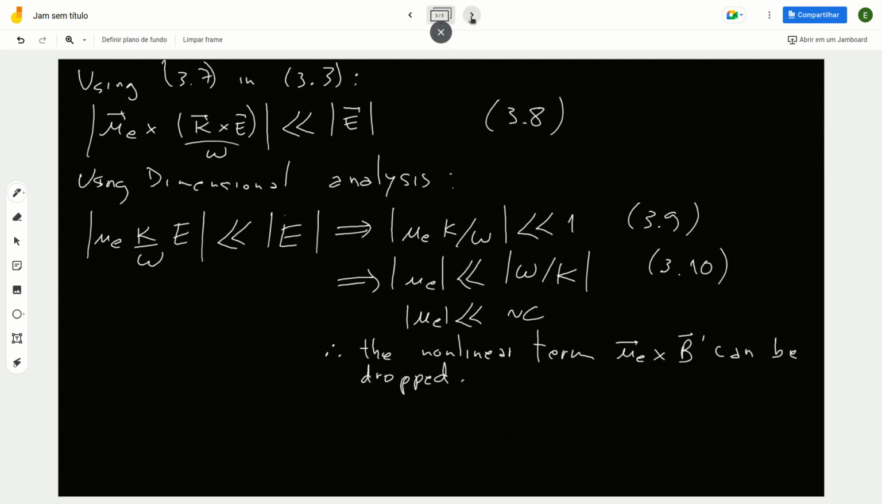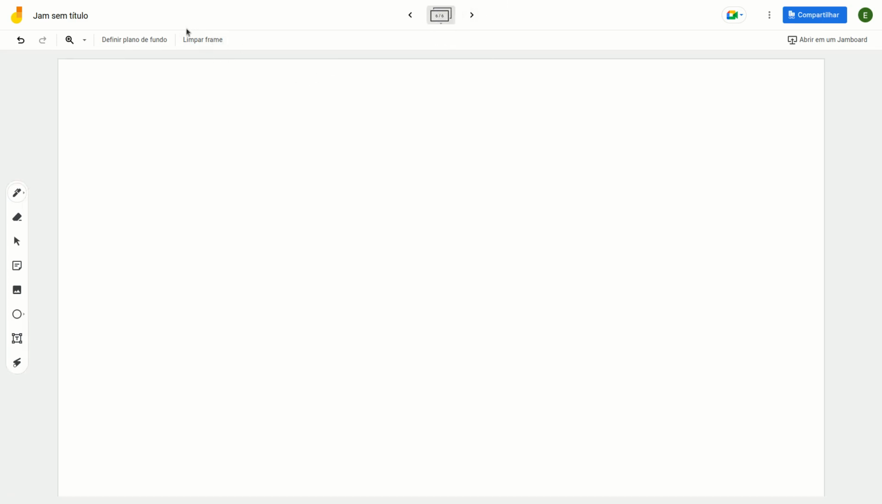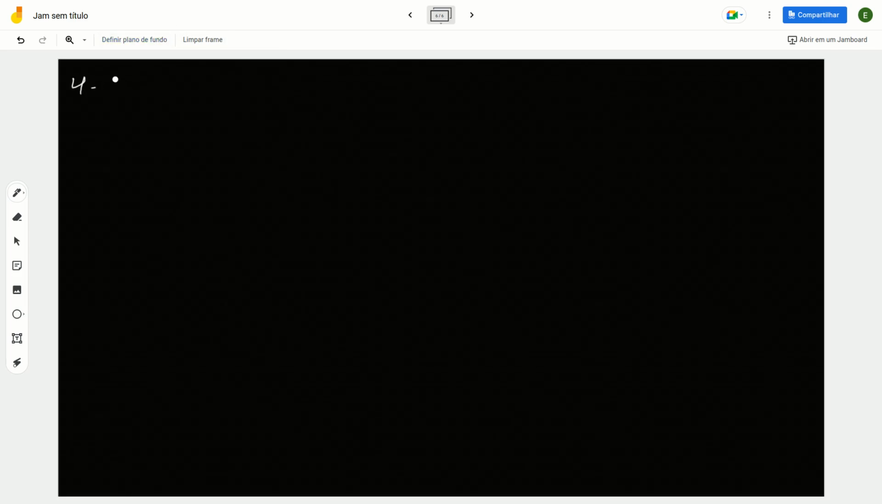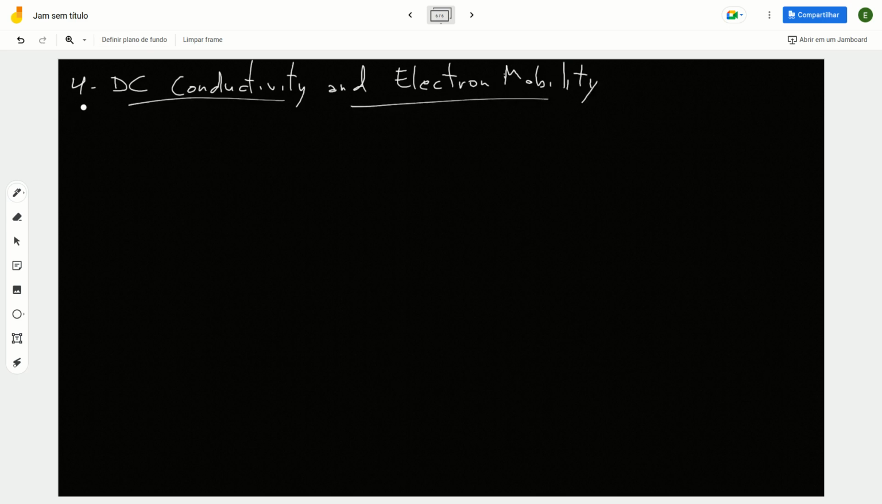Next, we'll talk about section 4, DC conductivity and electron mobility. We'll suppose a homogeneous plasma, weakly ionized, that is, the Lorentz approximation is valid, where only electron motions are interesting. We will suppose that E is constant, to make our lives easier, and uniform. And then we'll start with zero magnetic field.